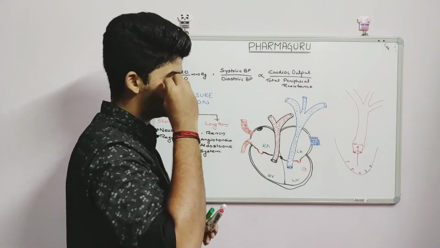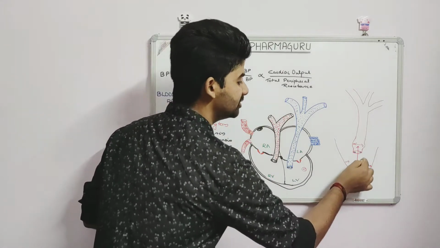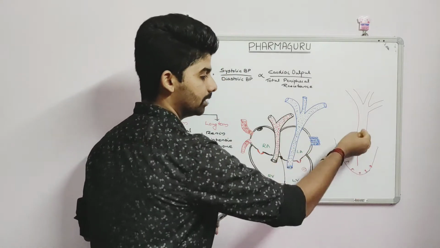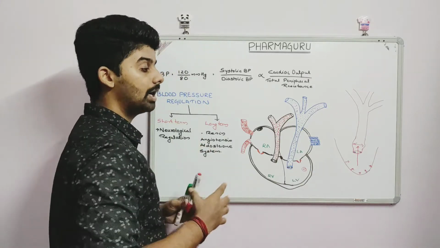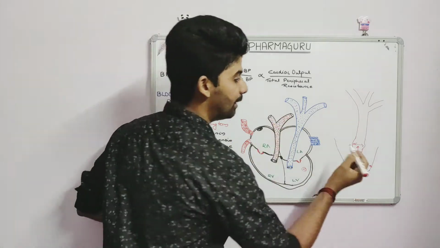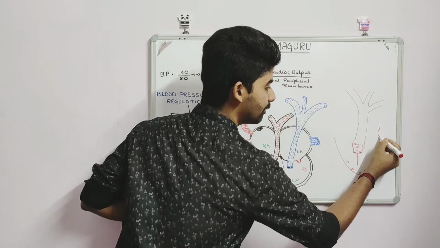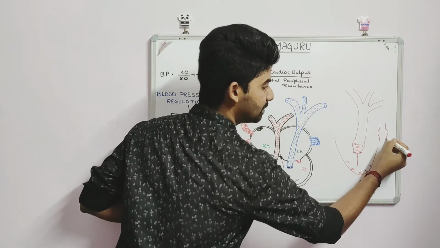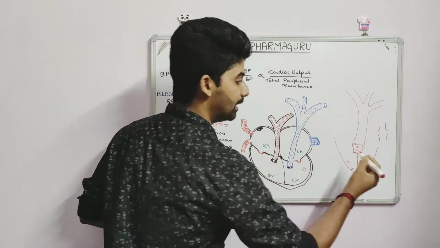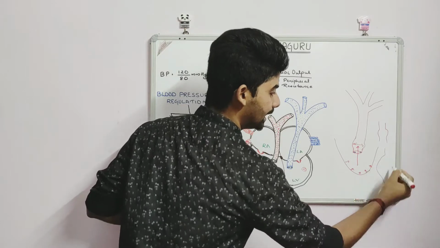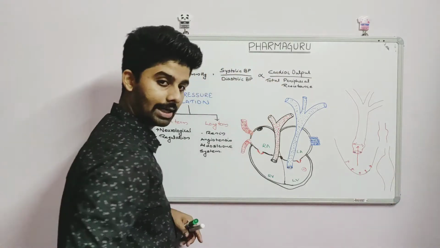So now think of it this way: only a small volume of blood is pumped here, and the second time a large volume of blood is pumped here. Whenever a small volume of blood is pumped, there will be only a small expansion of the aorta, and when a large volume is pumped, there will be a greater expansion of the aorta, right?